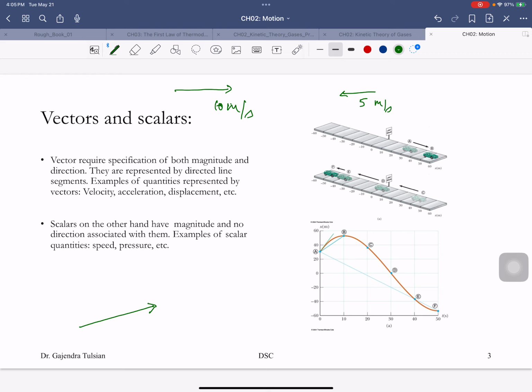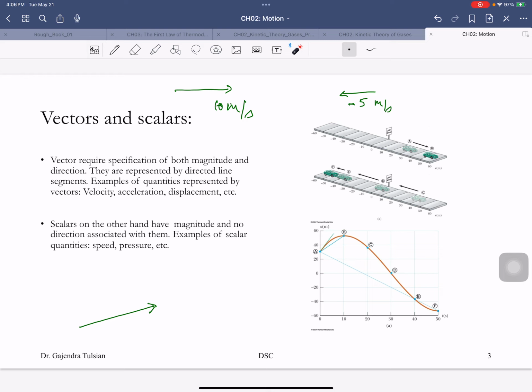And in one dimension, you can choose to represent the direction with the sign. So velocity going to the right would be positive, and velocity going to the left would be negative. Okay. Anyway, vectors are quantities that have magnitude and direction to them. And examples of quantities that are represented by vectors are velocity, acceleration, displacement, force, and so on.